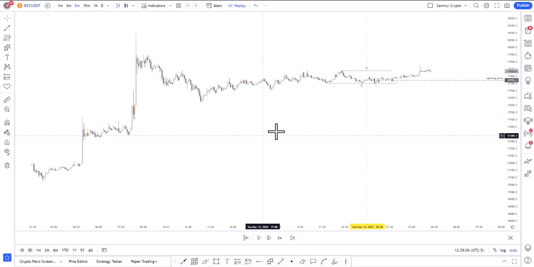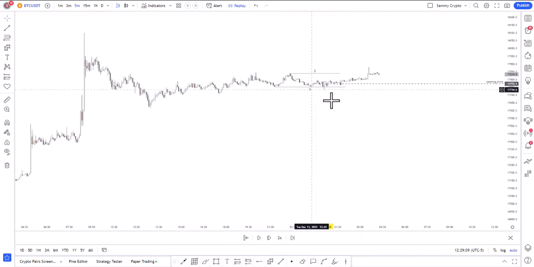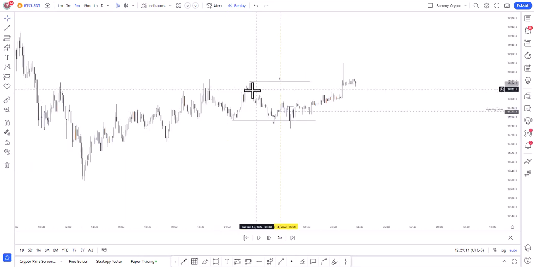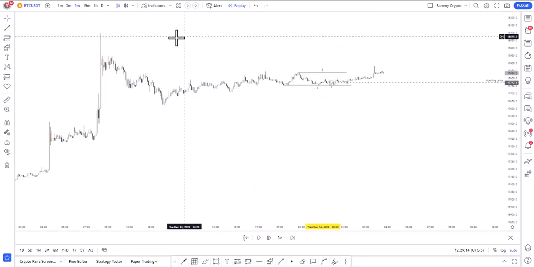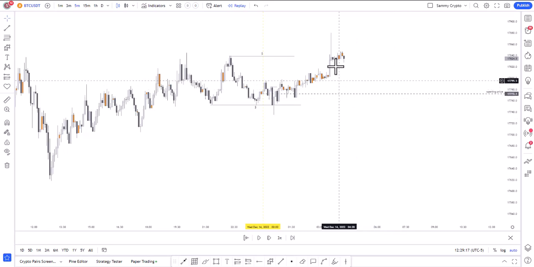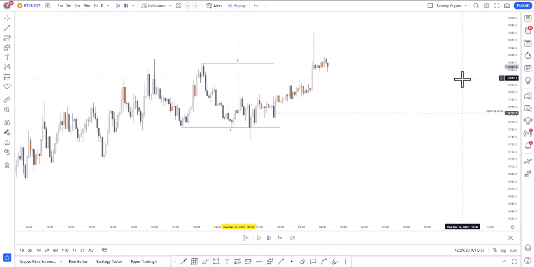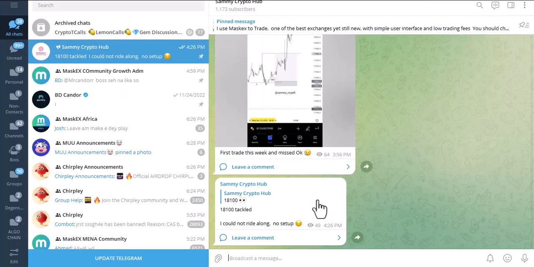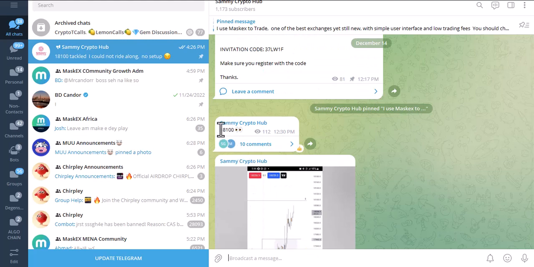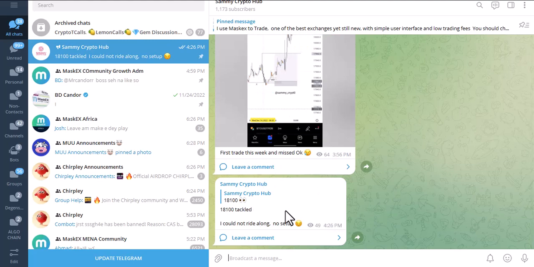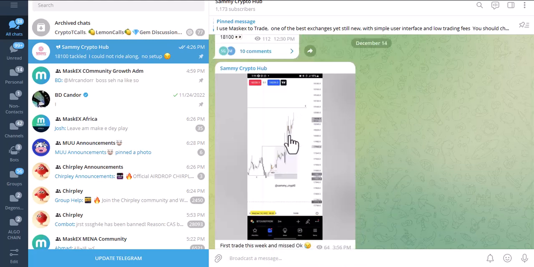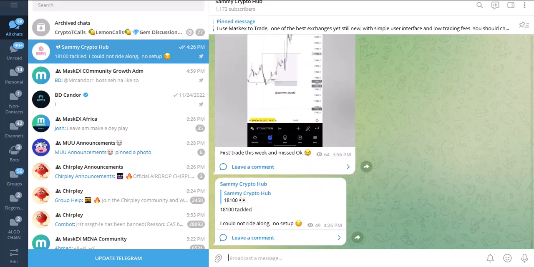Okay, so I remember calling this zone 18100 when the price was just here. I saw this high, and I called it to the community. I told the community price is going to tackle that place, and the price was just here at 17,700. I called it. This was it, 18100. Some people made use of it. Some people did not. But later we saw price tackled there. But my trade missed entry.